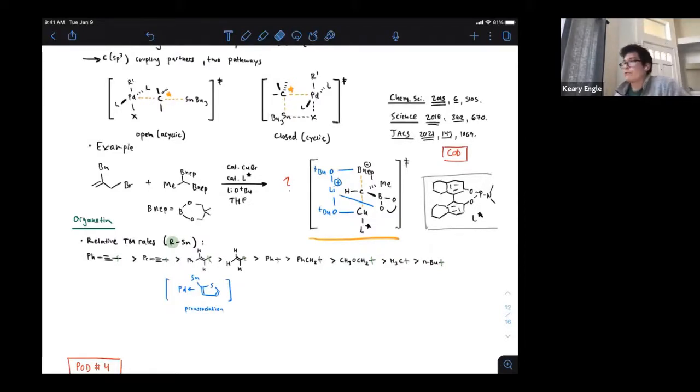So here's an example from our chemist of the day from last time. I don't know if anybody recognized him from the photo or from the chemistry. I think we actually covered one of his papers in group meeting.